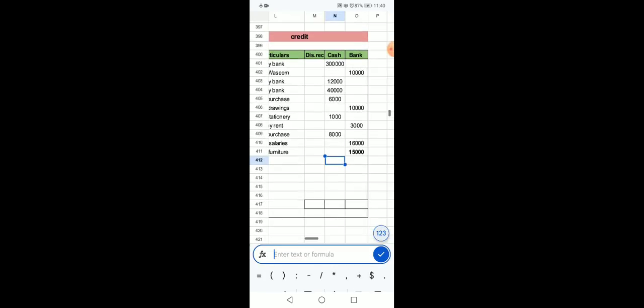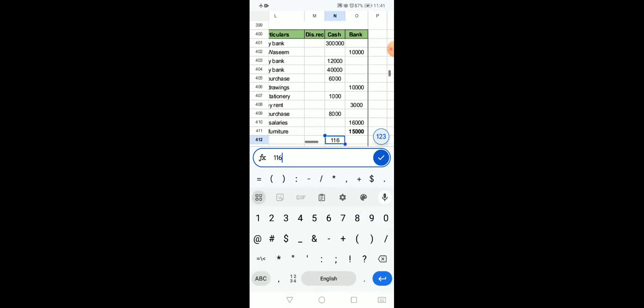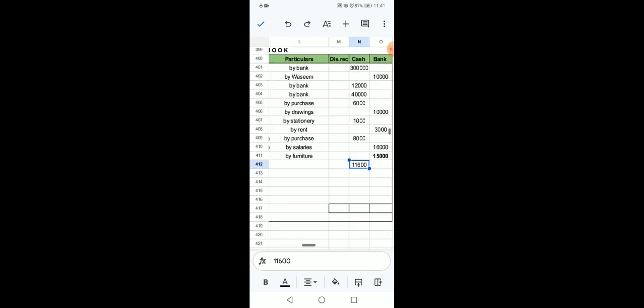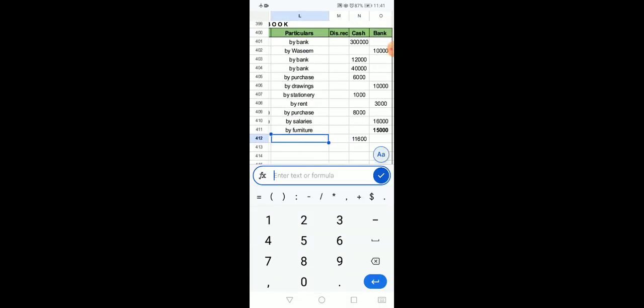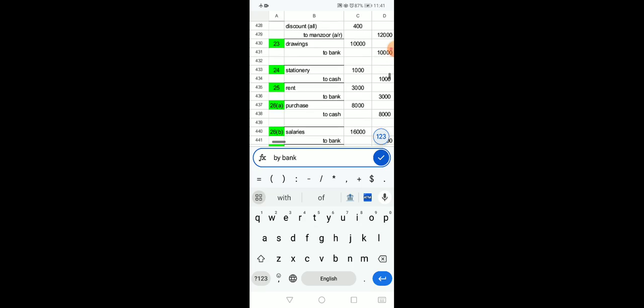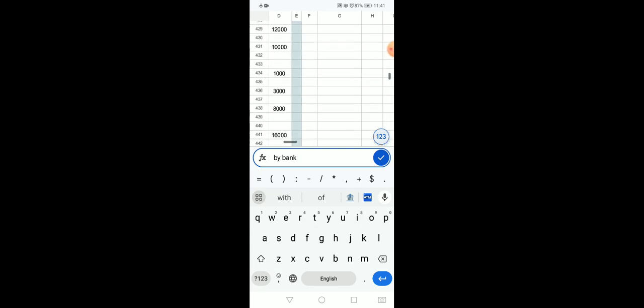11,600 would be written in the cash column of the credit side. The reference of 11,600 is bank, so you will write "By bank" over here. And now see the date, which is 29.